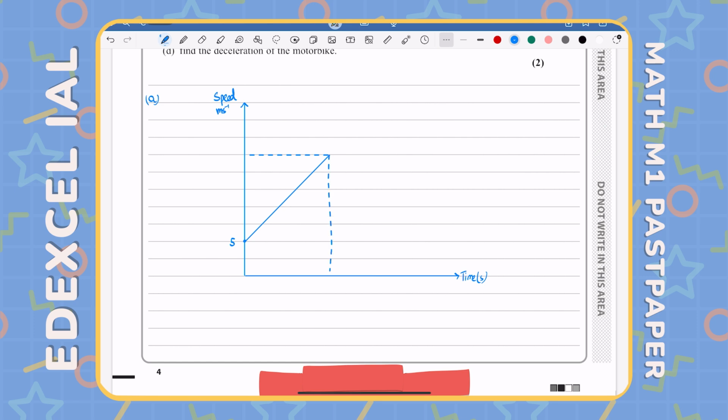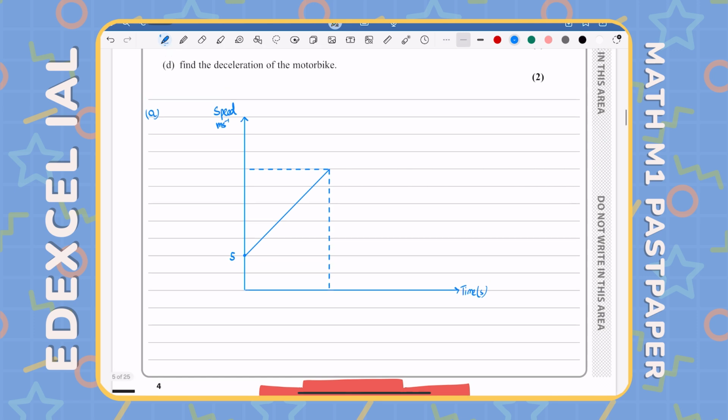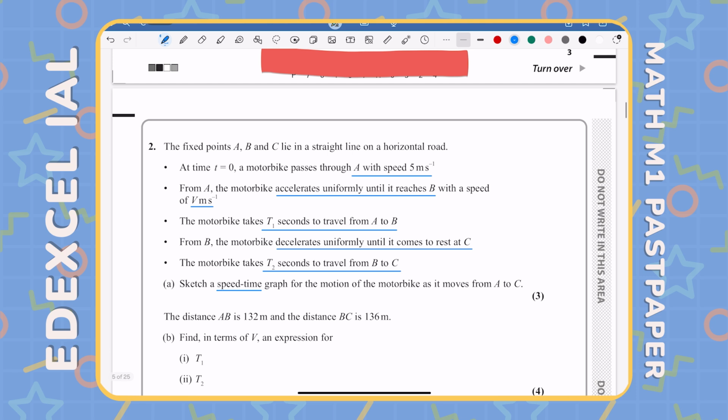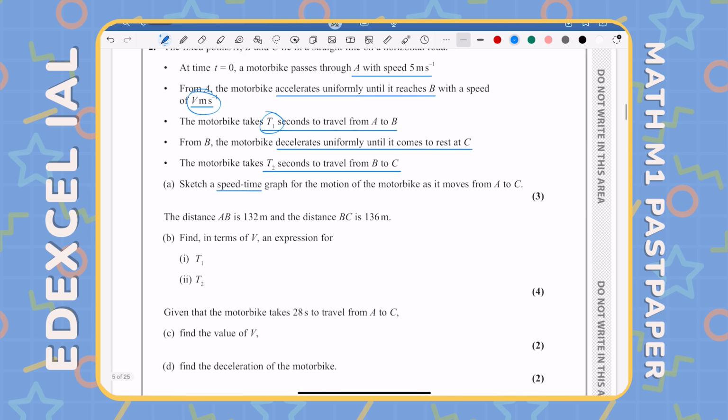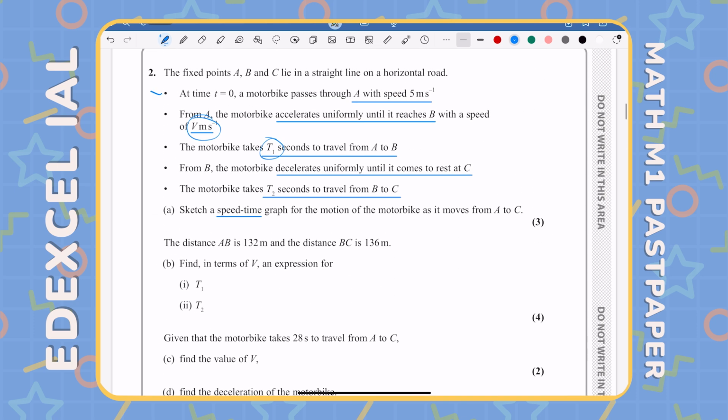And how long did it take to do that? That's also mentioned. Let's have a look. The speed it reaches is v, the time that it takes is t1. So this is v and this is t1. Let's see what happens next. So we've taken care of this part, and this part, and this part.